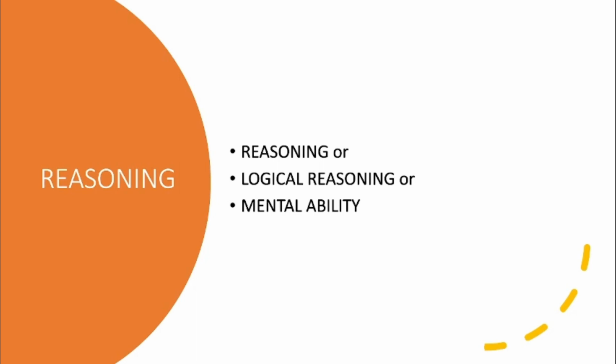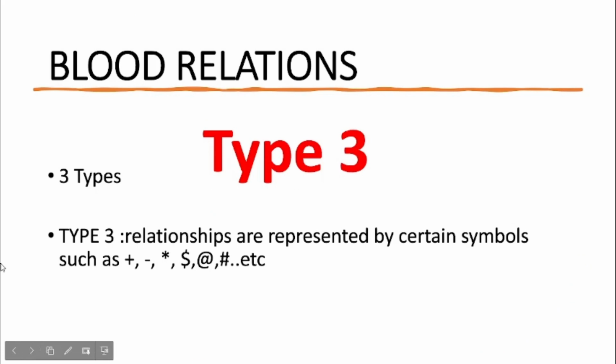So we are going to continue blood relations. We are going to see type 3 in this video. The third type, here the relations are represented using symbols, and we have to solve the questions based on the given symbols. So let's start with some examples. By the end of the session you will get an idea.